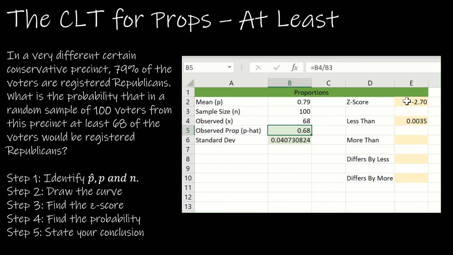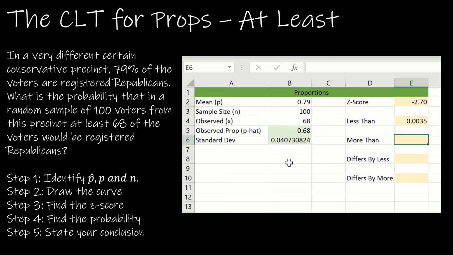My z-score would be 0.68 minus 0.79 divided by this standard deviation, which has to be calculated. And that gives me a z-score of negative 0.7. And if I'm looking at the area to the right, at least would be 68 or more voters.